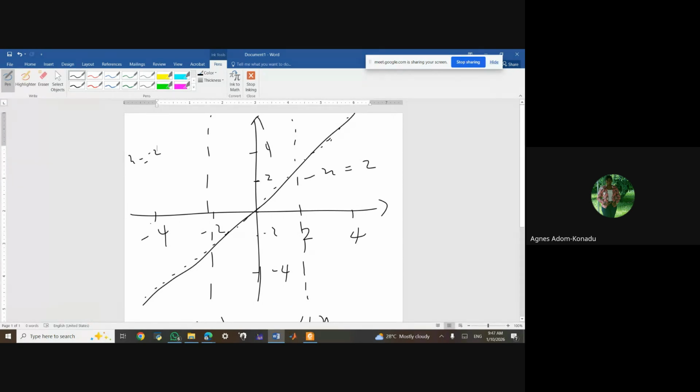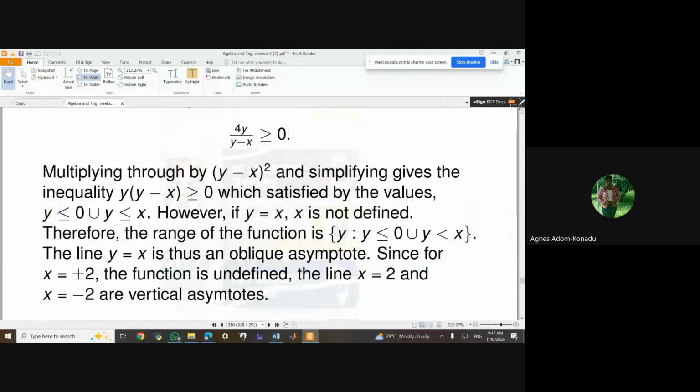Then after that, you look at the behavior of the graph as you approach positive 2 from the left and from the right. You look at the behavior of the graph as you approach negative 2 from the left and then from the right. You can get your table, try some values, and then you see the behavior. Okay, so we go back to the notes.